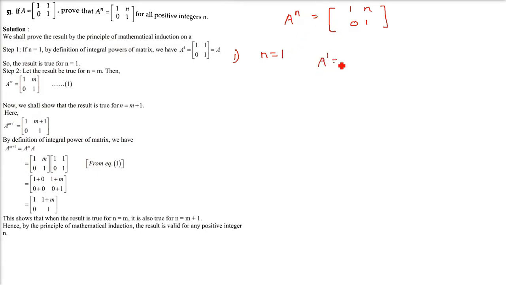So what is A to the power 1? In place of n, I am putting 1. We get the matrix [1, 1; 0, 1]. See, this is already given. A is [1, 1; 0, 1]. And when we placed n as 1, we actually got what is being given.